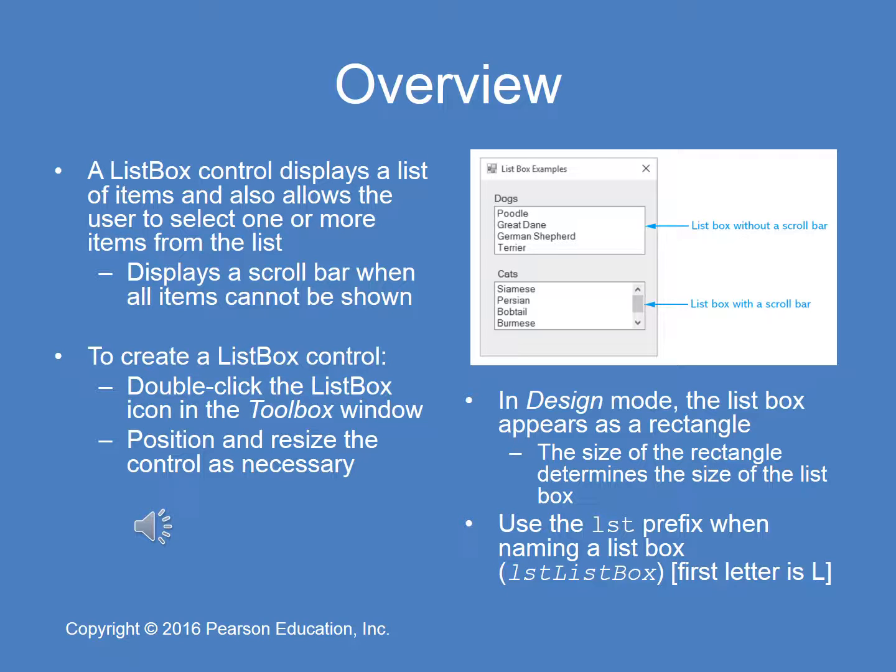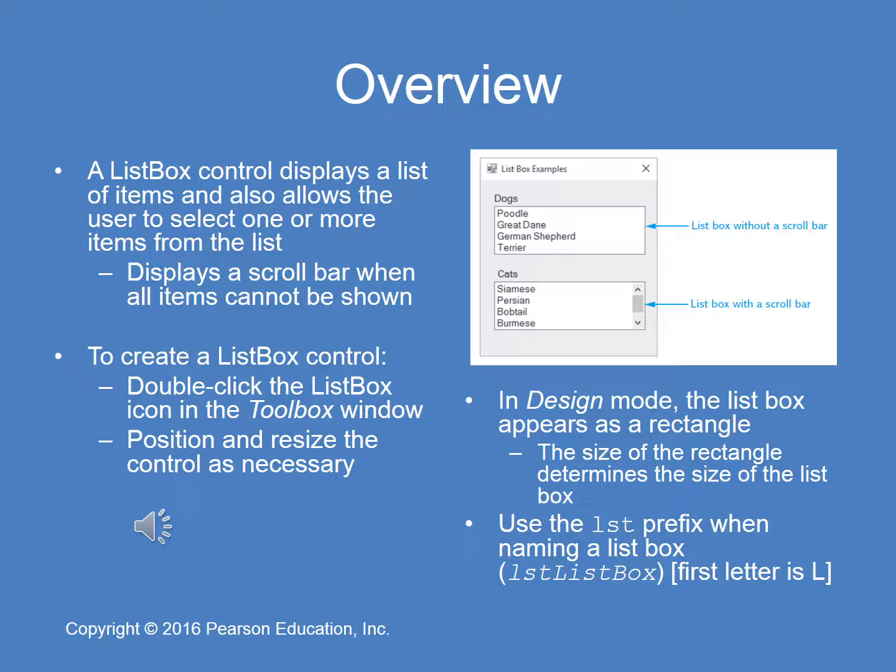If the list of items to select from is longer than the list box is sized, a scroll bar will appear and allow the user to scroll up and down the list. You simply double click or drag and drop the list box icon from the toolbox window, position and resize the controls necessary, and the size of the rectangle determines the size of the list that can be displayed at one time. Strongly suggested to use the lst prefix when naming a list box.